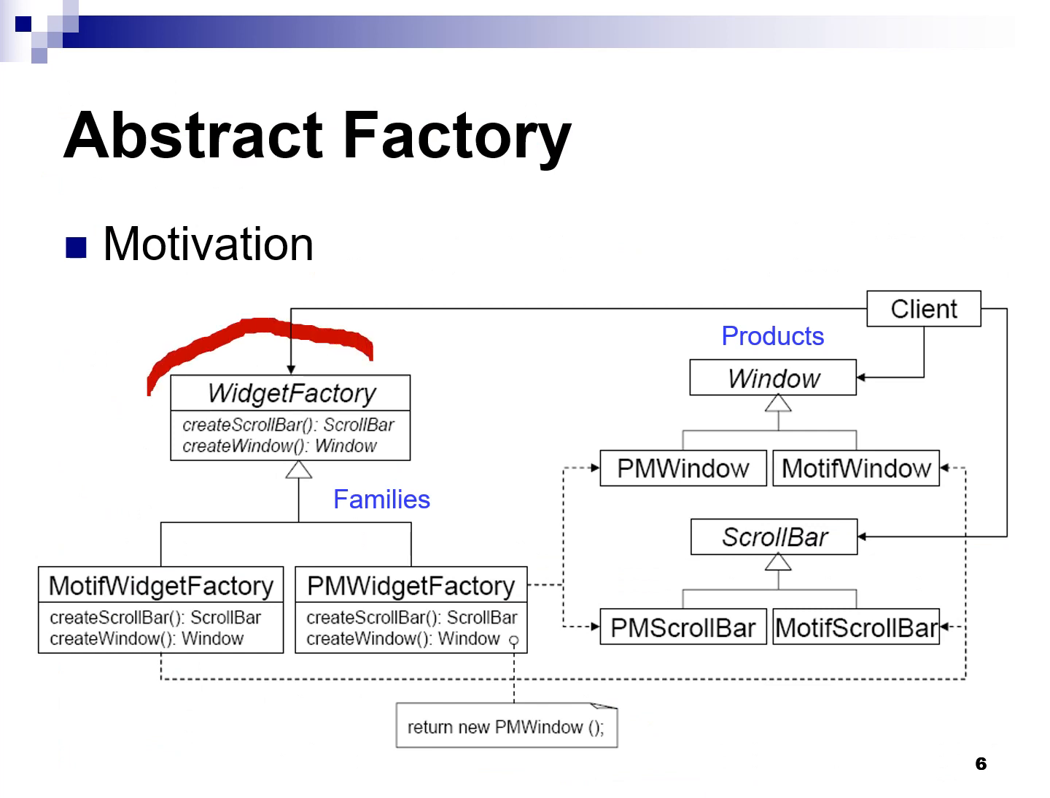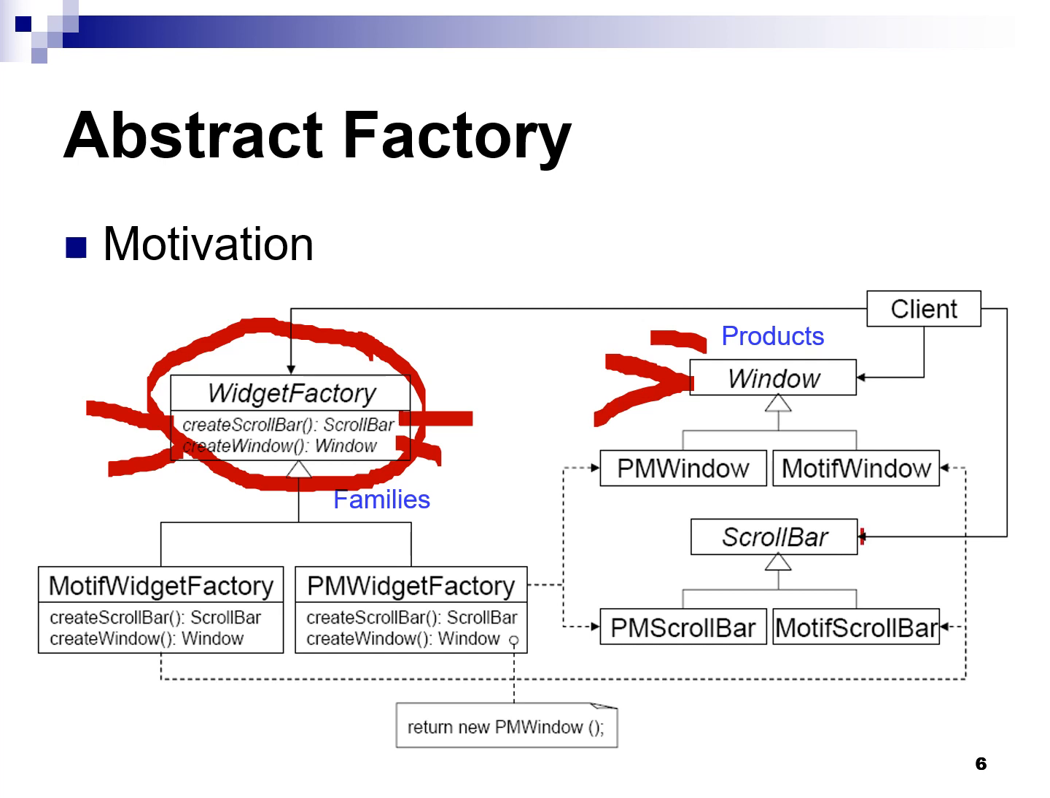So you will have a widget factory that will have factory methods for each possible product that I want to create. So I want to create, in this case, windows and scroll bars, but of course, in a real graphical user interface management system, I would also have buttons, tables, lists, combo boxes, and so on. All these would be the products that I need to create. So for example, here I have the hierarchy of products for windows and the hierarchy of products for scroll bars.